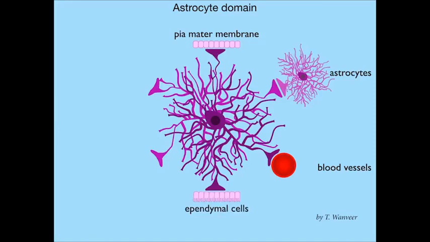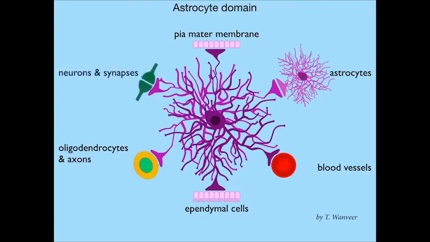Also, if they're nearby the ventricular system, the ventricles are created by ependymal cells, a specialized type of glial cell. The projections of astrocytes will adhere to the outer surface of the ventricles. The end feet will also surround axons, oligodendrocytes. Oligodendrocytes are the myelinating cells of the central nervous system. And the astrocyte will also encase neural cell bodies and synapses throughout the central nervous system.